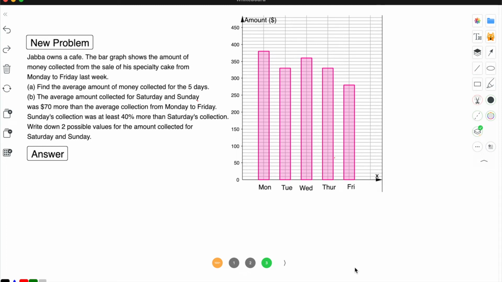This math problem on statistics is quite interesting, and it can be a bit challenging because for part B of the question there are actually many possible answers.